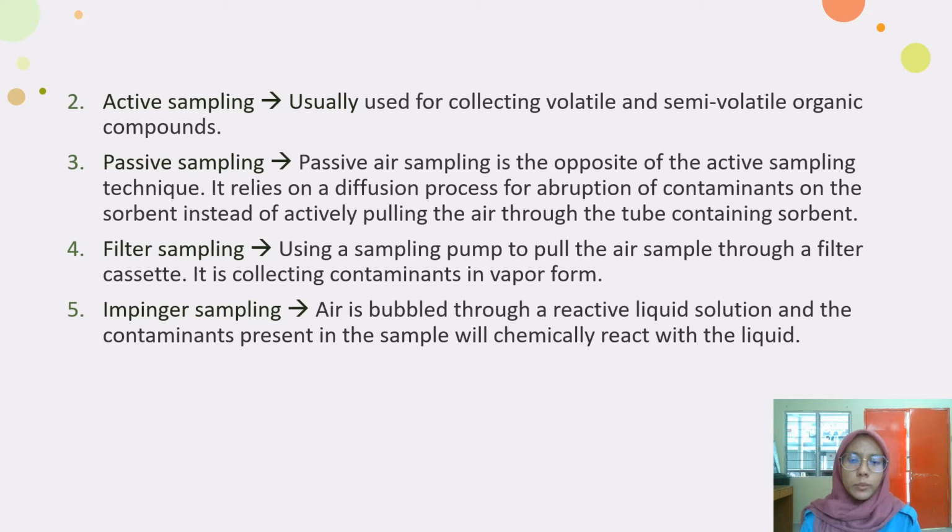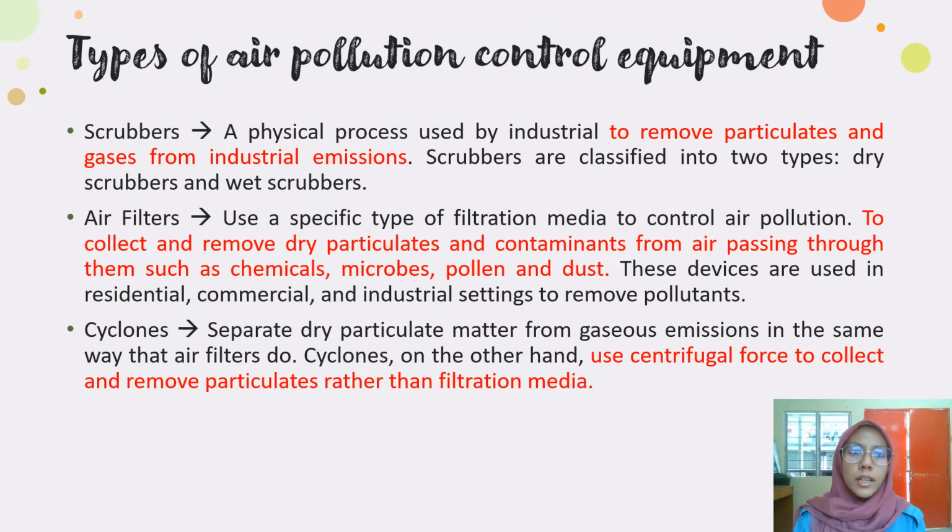Using a sampling pump to pull the air sample through a filter cassette, it collects contaminants in vapor form. Last but not least is impinger sampling. Air is bubbled through a reactive liquid solution and the contaminant present in the sample will chemically react with the liquid. There are many types of air pollution control equipment, such as scrubbers, a physical process used by industry to remove particulates and gases from industrial emissions.